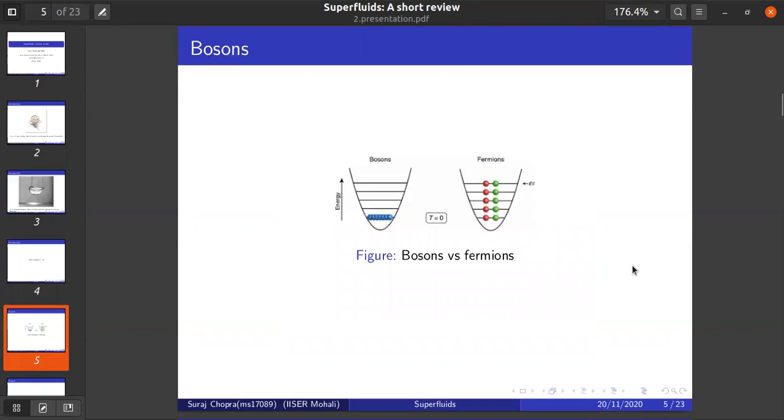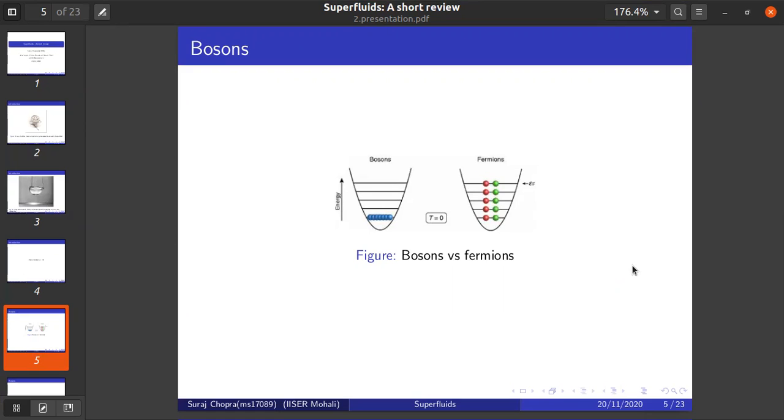So first we go through bosons. Basically, there are two kinds of fundamental particles in nature: bosons and fermions. Bosons like to stay in the same quantum state, while fermions don't like each other. They only stay with another fermion if it has the opposite quantum state. Like if one fermion has spin up and the other has spin down, they both can stay in the same quantum state. Otherwise, they can't stay in the same quantum state.